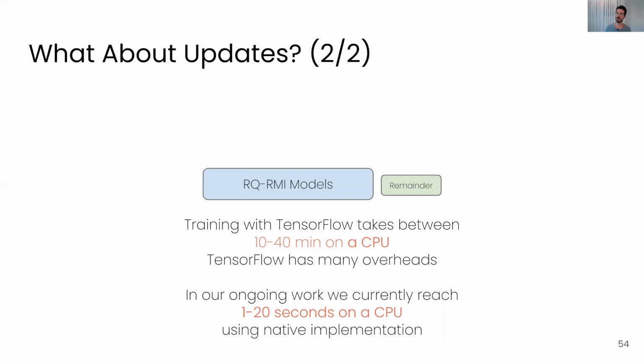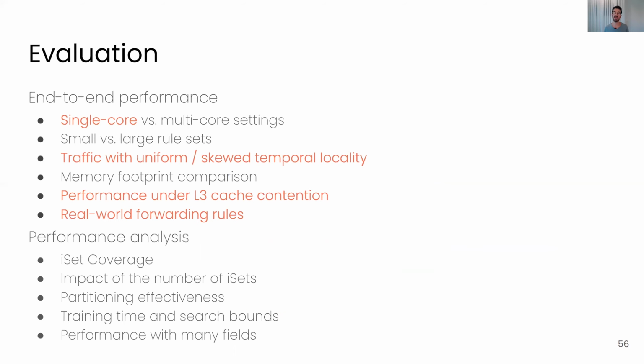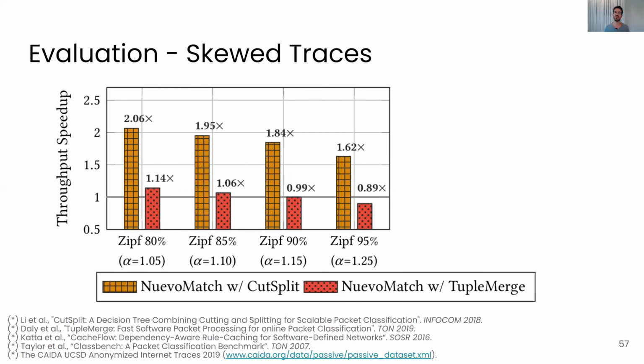Let's talk about evaluation. We experiment end-to-end performance and detailed analysis of various aspects. In this presentation, we will discuss only the highlighted experiments. The rest are elaborated in the paper. First, we wish to test NuevoMatch's classification performance with skewed network traffic. We know that internet traffic tends to have temporal locality with Zipf distribution, so we generate synthetic traffic traces accordingly.